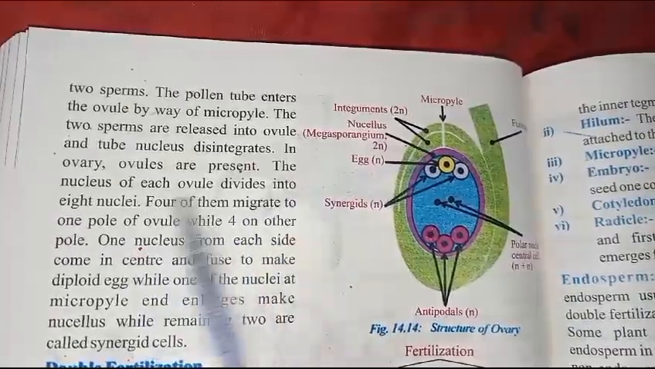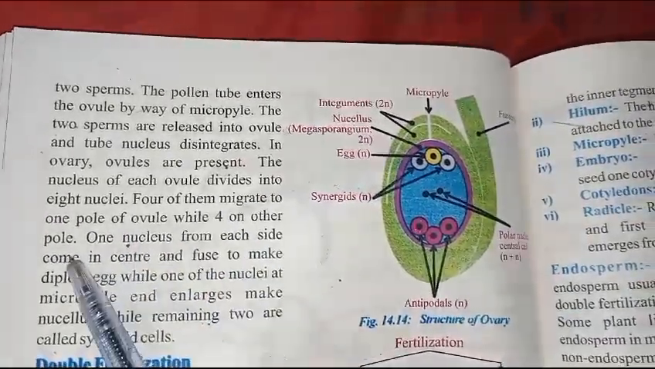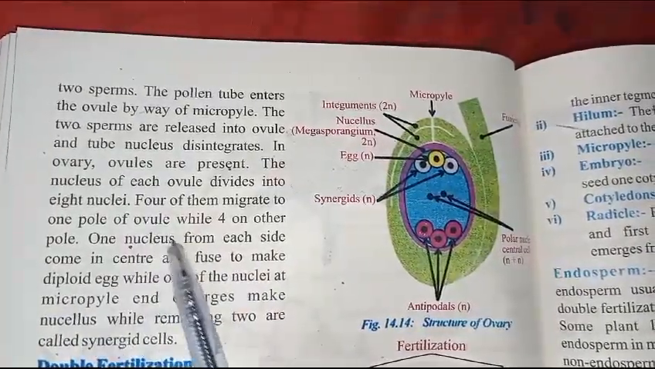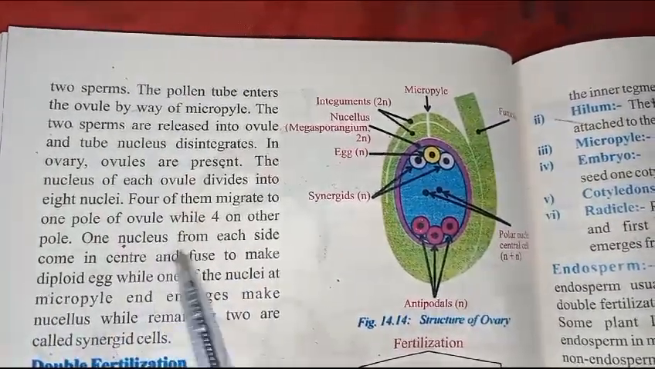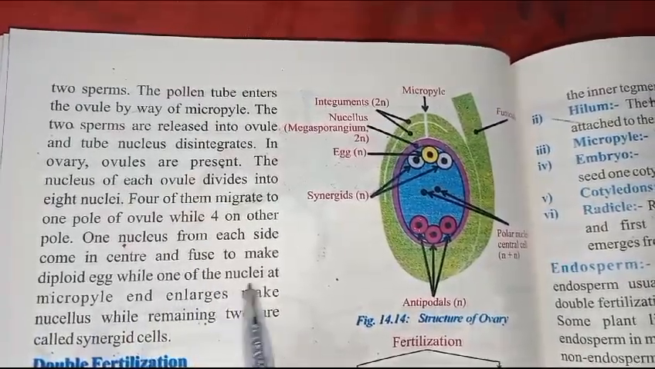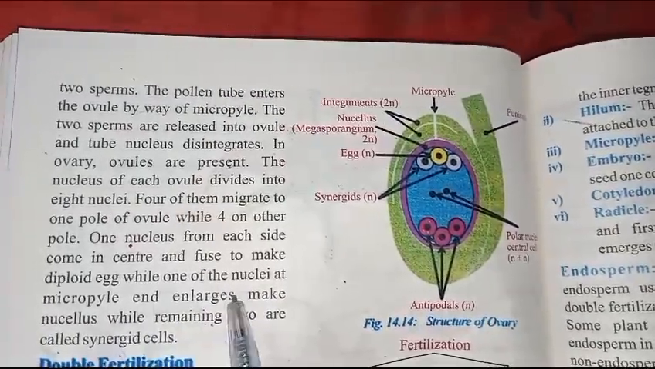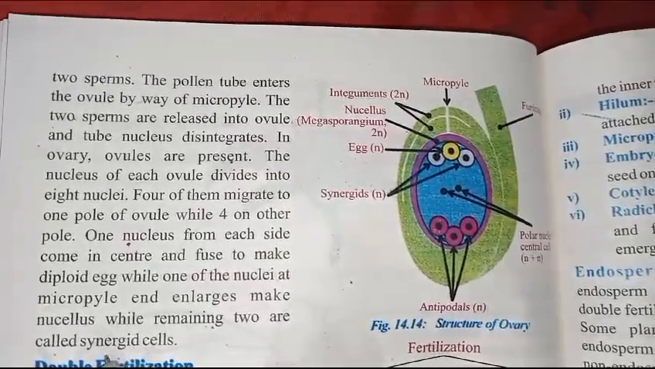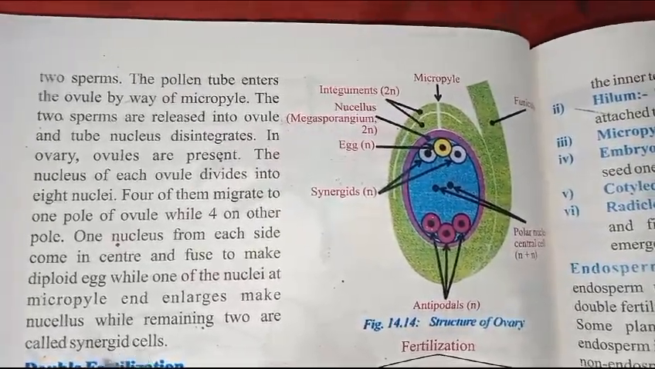The nucleus of each ovule divides into eight nuclei. Four of them migrate to one pole of the ovule, while four go to the other pole. One nucleus from each side comes to the center and they fuse to make the diploid secondary nucleus, while one of the nuclei at the micropyle enlarges and makes the egg nucleus, while the remaining two are called synergid cells.